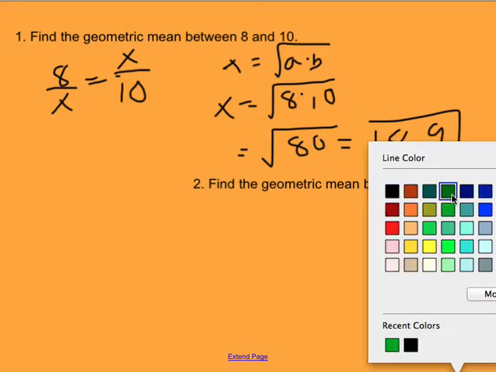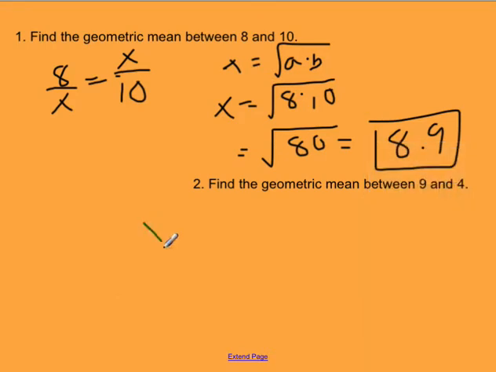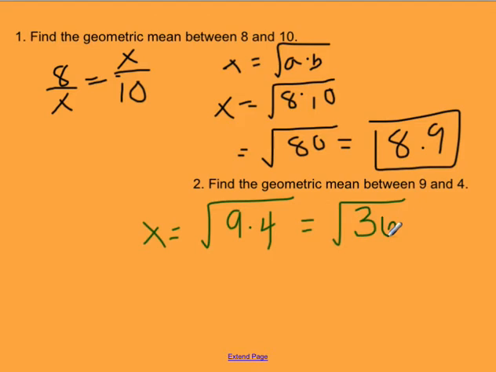Let's find the geometric mean of 9 and 4. So again, x is equal to the square root of 9 times 4, which is equal to the square root of 36, and the square root of 36 is 6. Okay, so that's your final answer for number 2.